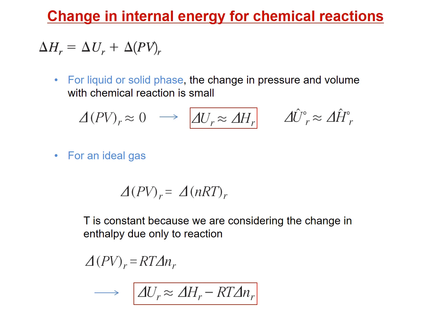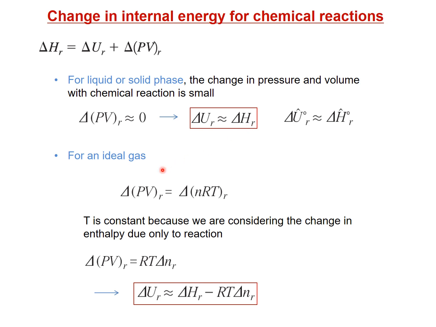Okay, then for chemical reactions we have calculated the enthalpy terms. And how about the internal energy? As you know, H is equal to U plus PV. So in the same way, delta H is equal to delta U plus delta PV. For liquid or solid phase, the change in pressure and volume with chemical reaction is very small because this is liquid and solid. So the second term goes to 0, then the internal energy is approximately equal to the enthalpy of reaction. I'm saying about the reaction. Internal energy of reaction is equal to enthalpy of reaction.